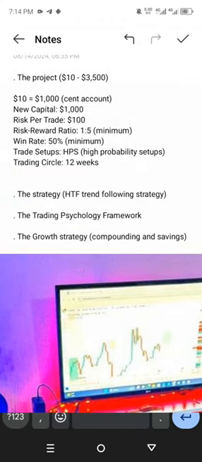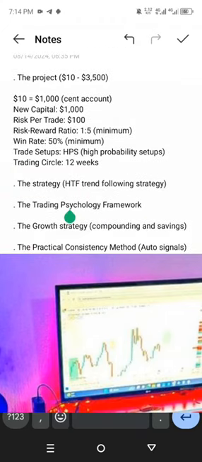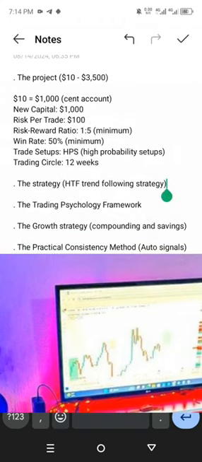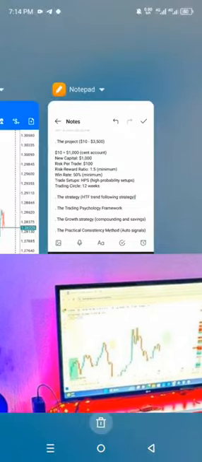So the next one is the strategy, the HTF trend following strategy. Now what this simply means is higher time frame trend following strategy. Let me show you guys. It's a very simple concept.